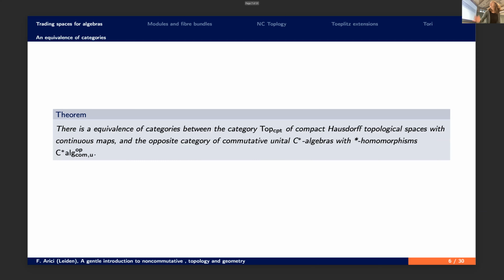Okay. And this idea, this star isomorphism, actually goes even further. So you can prove that there is an equivalence of categories between the category of compact Hausdorff topological spaces with continuous maps and the opposite category, because this functor reverses all the arrows, of commutative unital C*-algebras with star homomorphisms. And this could actually be extended beyond the compact world, but you need to take a different type of maps there.